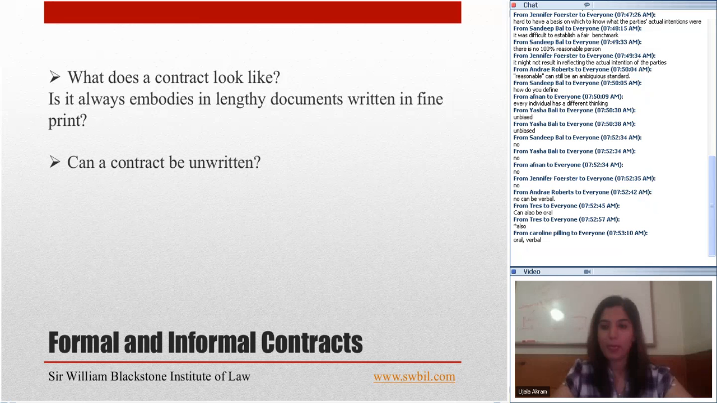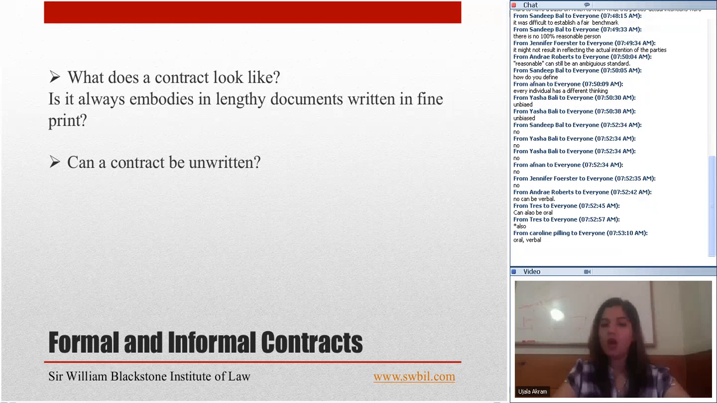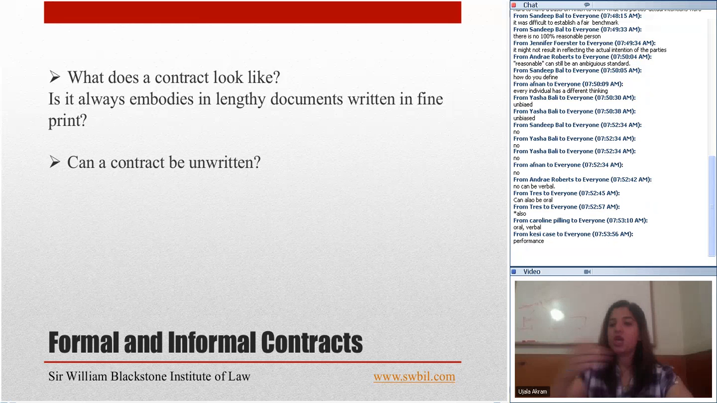Examples. Okay, I'll give you one example. For example, riding on a bus. If you ride a bus, you agree to pay, and the bus company agrees to transport you safely to your destination. Right? No written contract. It comes into effect as soon as you ride the bus.